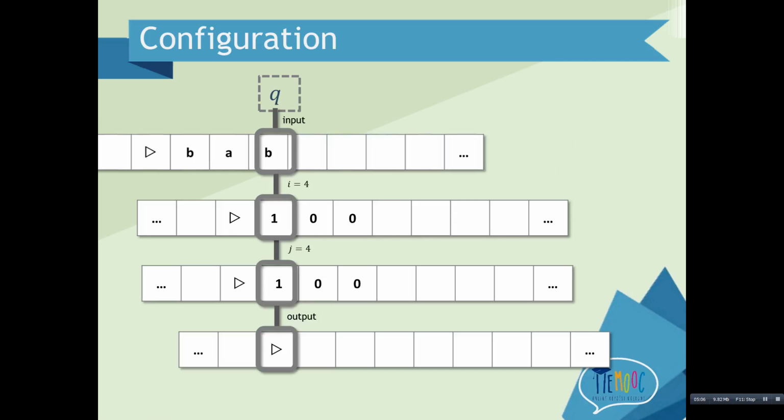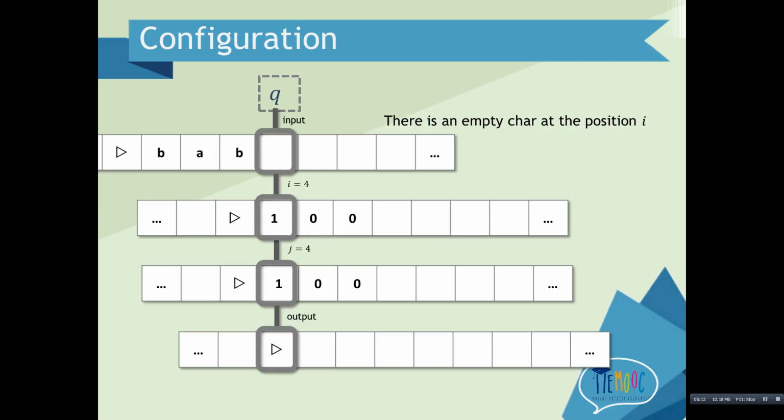In the first step, we move to the fourth position, where we can read a blank symbol. So the input hasn't got a letter in the position I. Therefore, the input word is a palindrome.